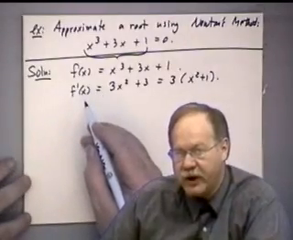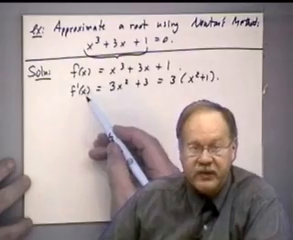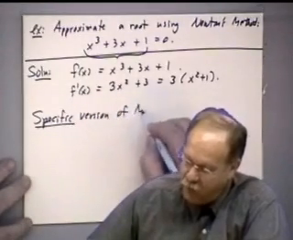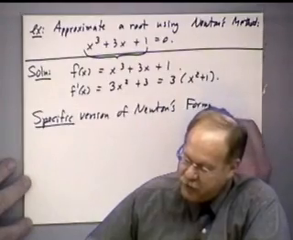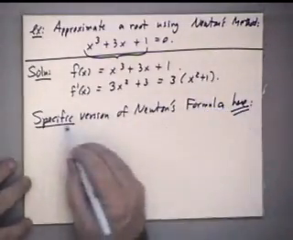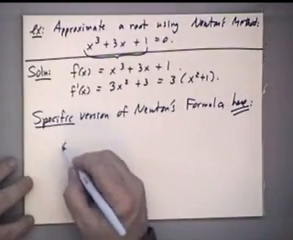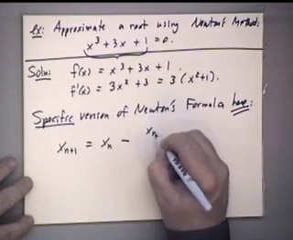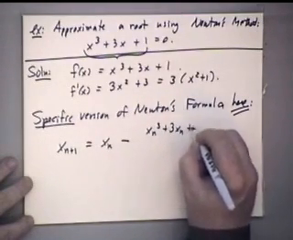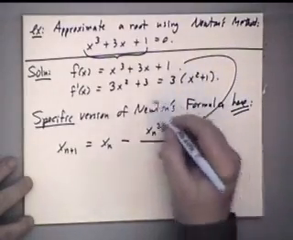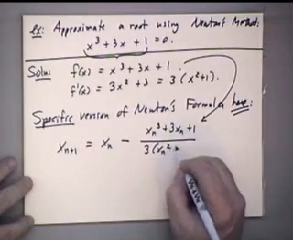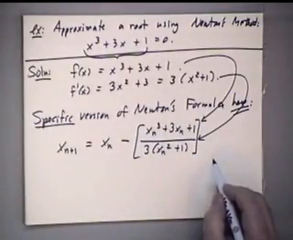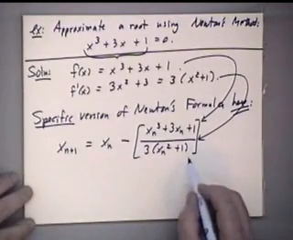Now, Newton's formula is a generic formula. With this particular function, you should write out the specific version. So this is the specific version of Newton's formula for this problem, because you're going to use it to calculate. Okay, the specific version of Newton's formula here is going to be what? Well, x sub n plus 1 will equal x sub n minus, I'm supposed to put f of x sub n up here, so that will be x sub n cubed plus 3x sub n plus 1. This is f of x here. And on the bottom, I'm supposed to put the derivative, which is 3x sub n squared plus 3. So here is where the derivative goes. And this is now the specific formula for this specific situation.